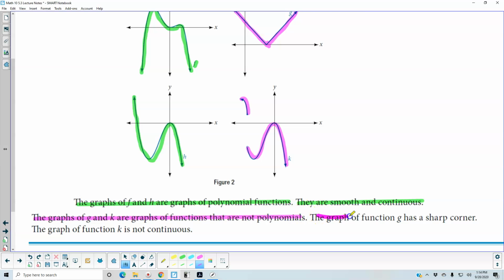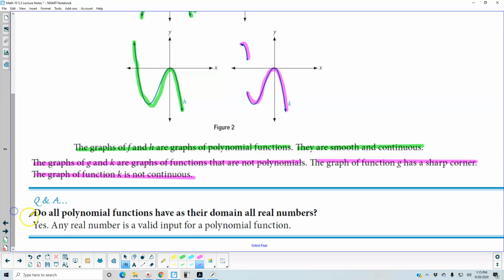Okay, and the graph of function g, which is the absolute value function, has a sharp corner, and the graph of function k is not continuous. Now, question and answer. Do all polynomial functions have as their domain all real numbers? The answer is yes. Any real number is a valid input for a polynomial function.